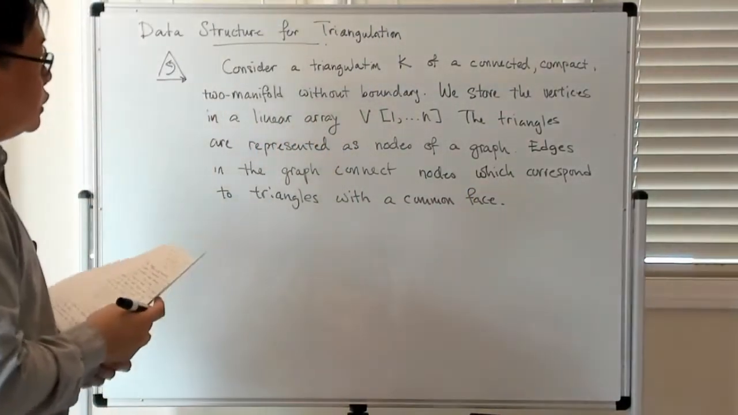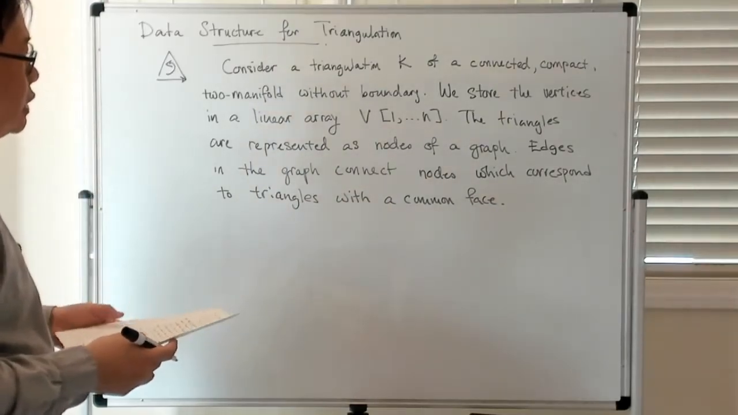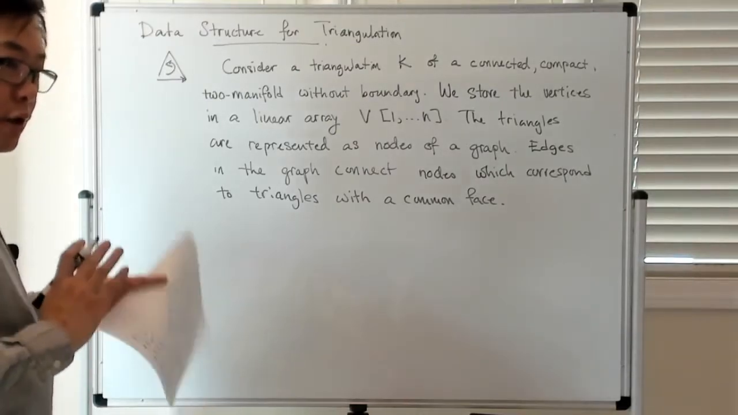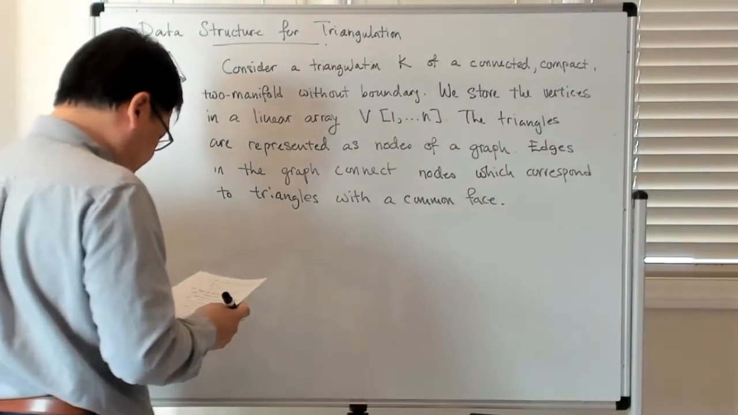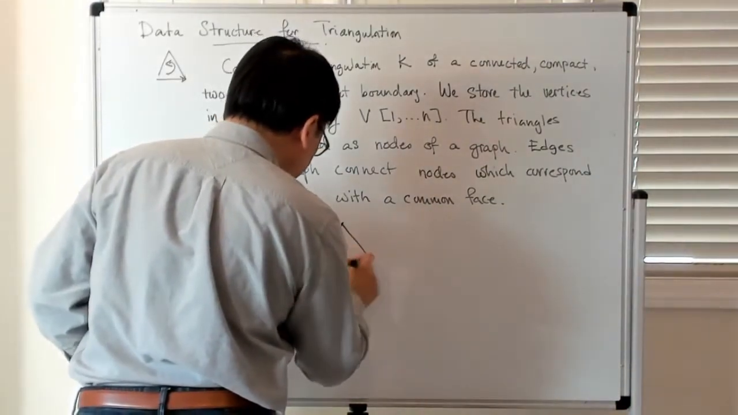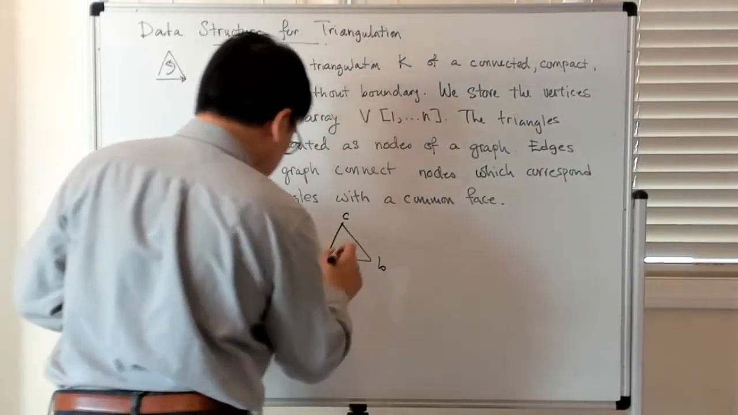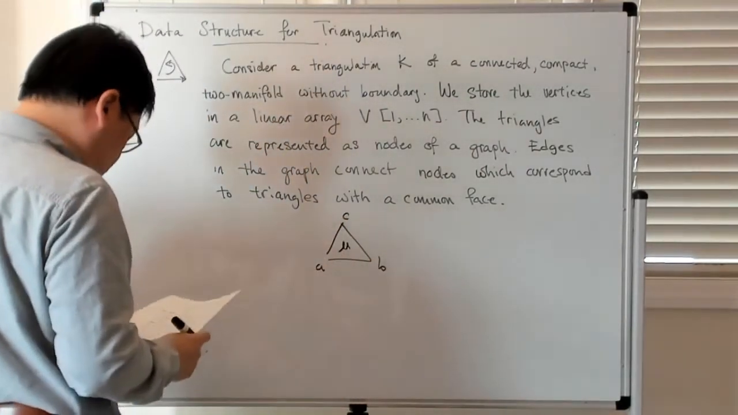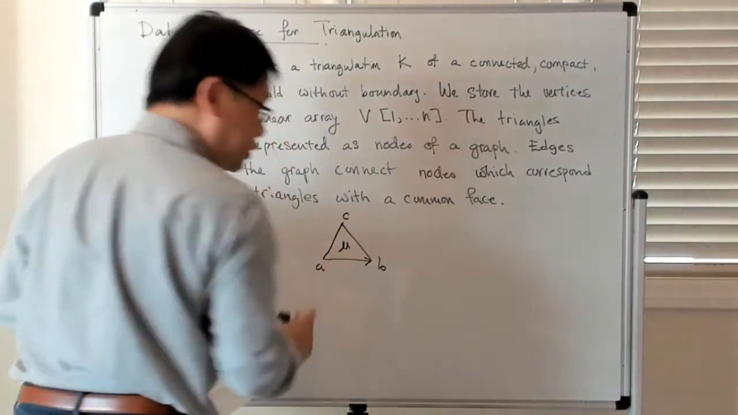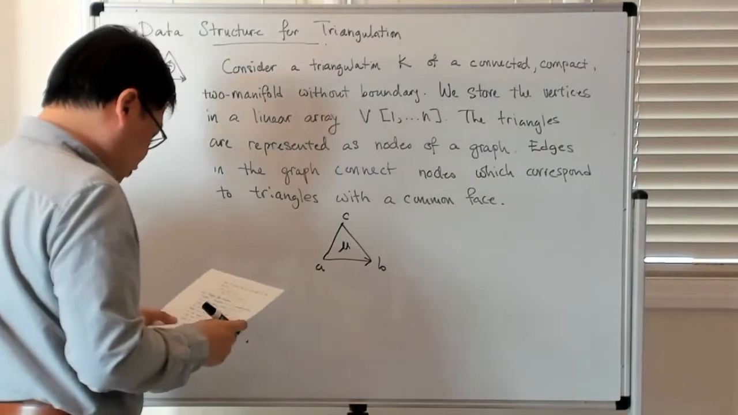Okay, so if you happen to be in the situation where you have a two-manifold without boundary, which is connected, then what happens, of course, is that every triangle is connected to 3 other triangles. So let's look at an example of this. Let's consider this triangle here, ABC. I'm going to label that triangle mu, and I'm going to give it the following leading edge, which of course induces an orientation. And I want to append the 3 adjacent triangles.